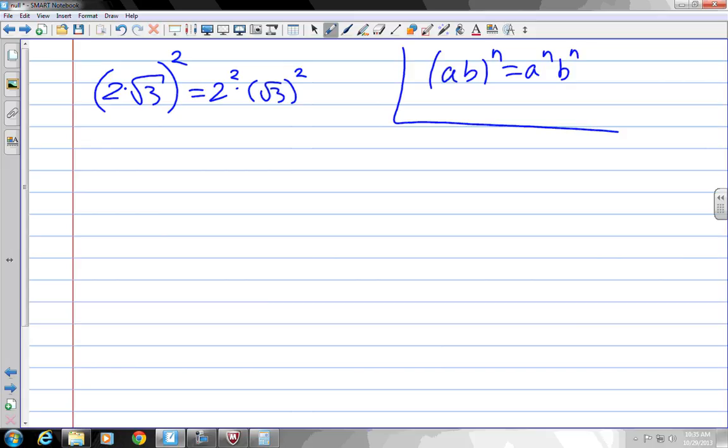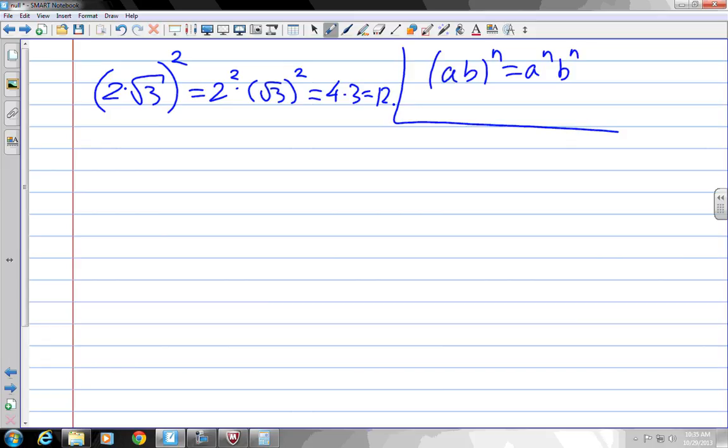So that gives me what? What is 2 squared? 4, and the square root of 3 squared? 3, so overall, 12. Is that okay?